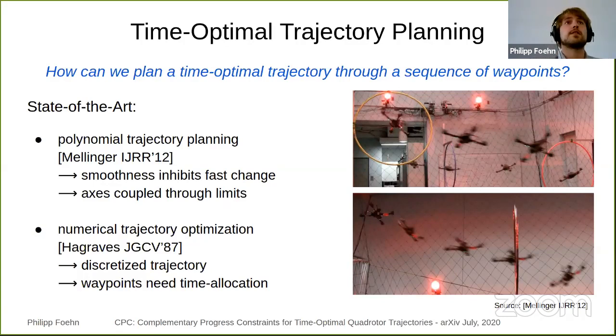State-of-the-art research has done this using polynomial trajectory planning, which generates smooth trajectories, but suffers from some drawbacks, as we will see later on. On the other hand, there is numerical trajectory optimization, which discretizes the trajectory in time. However, if we want to pass multiple waypoints in such a trajectory optimization problem, we actually need to allocate these waypoints as costs or constraints to specific nodes in time. And we do not know this allocation beforehand. So that makes the optimization very influenced by our initial guess or by our time allocation.